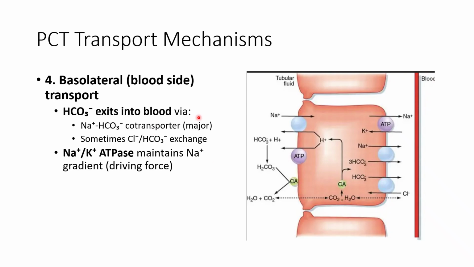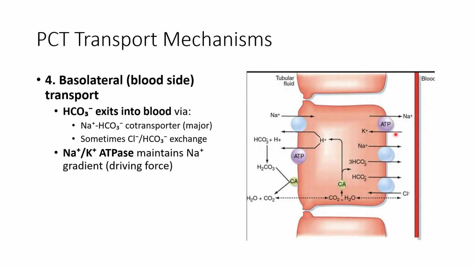Now we will see the PCT transport mechanism at the basolateral side. Basically, this HCO3, the bicarbonate that is formed, is absorbed into the blood through two channels. One is the Na+ bicarbonate co-transporter, and the other is the chloride-bicarbonate exchanger. These two are also not energy dependent, as a positive and a negative ion are leaving, so it is charge balanced, and here a negative ion is exchanging with another negative ion.